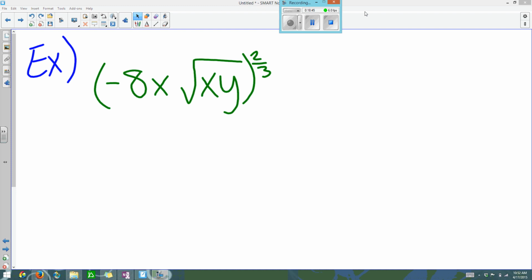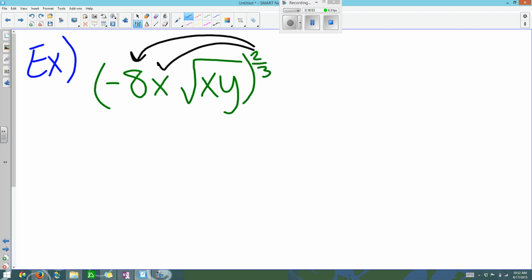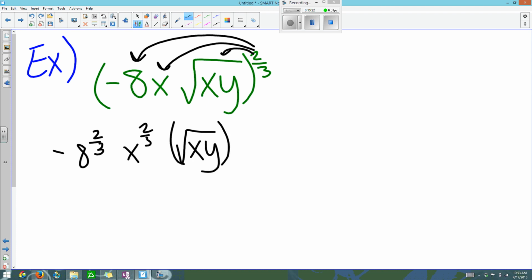So one way we can do this is to take the 2/3 and distribute it to each term. We have x, and -8 is raised to what power? It's raised to the first power, so 1 times 2/3 will be 2/3. X is also being raised to the first power, so we have x raised to 2/3. Then we'll have the square root of xy, that whole thing raised to 2/3.